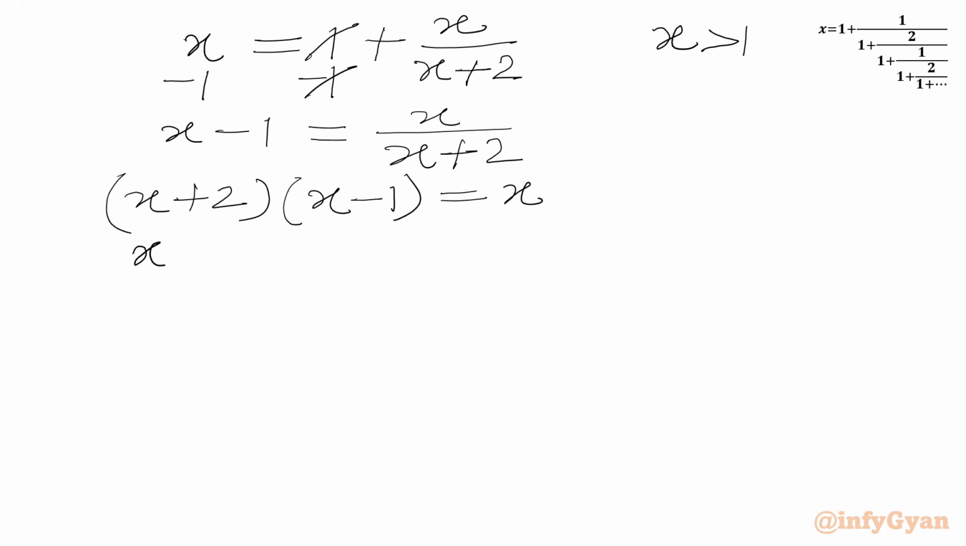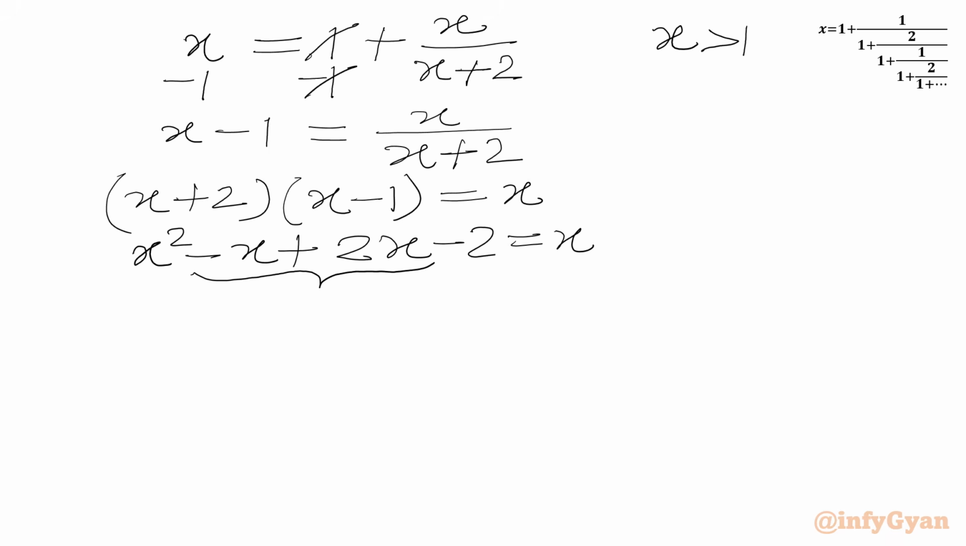Now we will expand our LHS. x times x is x square. x times minus 1 is minus x. 2 times x is 2x. 2 times minus 1 is minus 2, equal to x. Now 2x minus x is x. We will write x square plus x minus 2 equal to x.